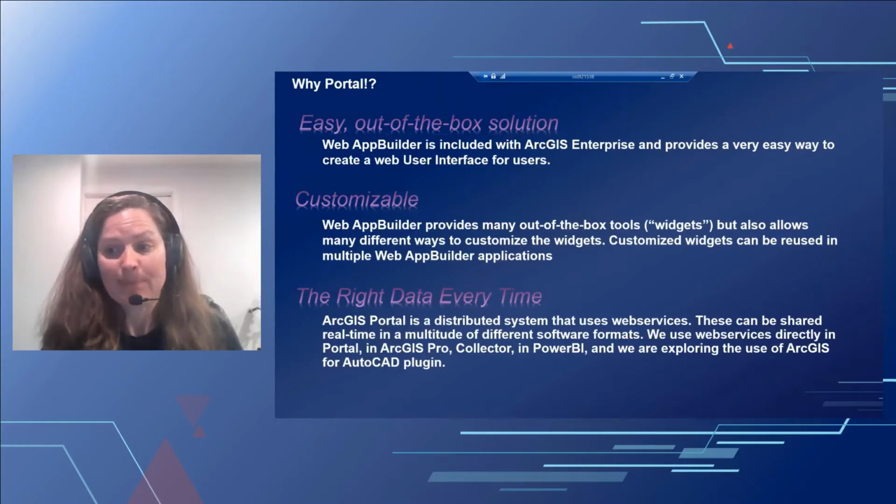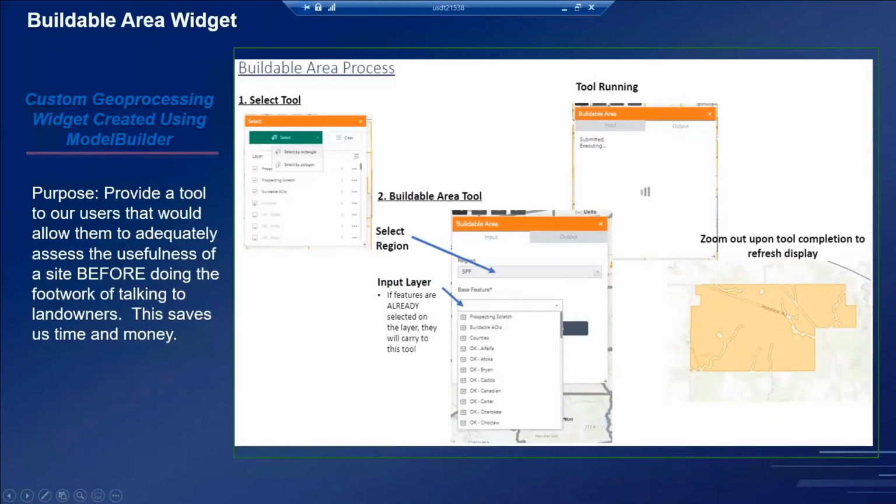My demonstration today is going to showcase 2 custom tools that we have developed for use with Web App Builder. I want to briefly highlight and explain these tools. So the first tool that I would like to highlight is our Buildable Area widget. This widget allows us to clip constraints out of a specific area that we have identified that we think would be a good area to build a solar farm.